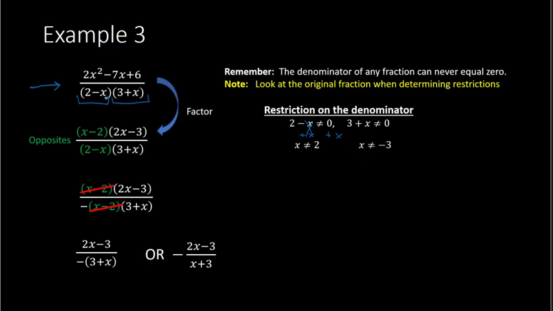And if you plug a 2 back in for x, we'd have 2 minus 2, which is 0, which 0 times over here would be a 5. 0 times 5 is 0, which we cannot have.